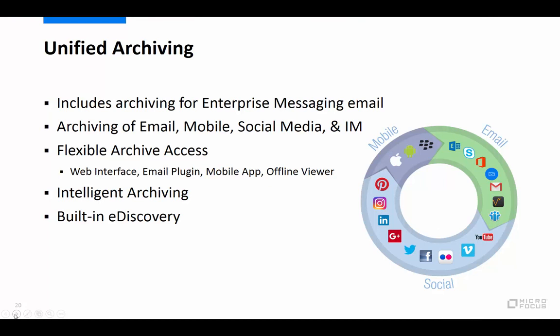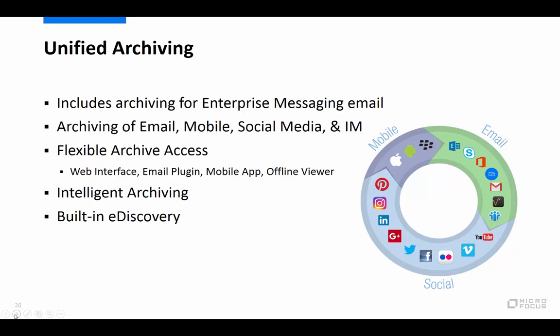So to dig deep a little bit into the archiving solution that comes with enterprise messaging, obviously it's archiving the email portion of enterprise messaging. But it can be expanded if your organization wants to deploy enterprise messaging, but maybe you're in a mixed environment where your organization has other types of email systems. The archiving piece can support that. And then, of course, it can be expanded as well to support social media and mobile. And that's why we call it unified archiving.